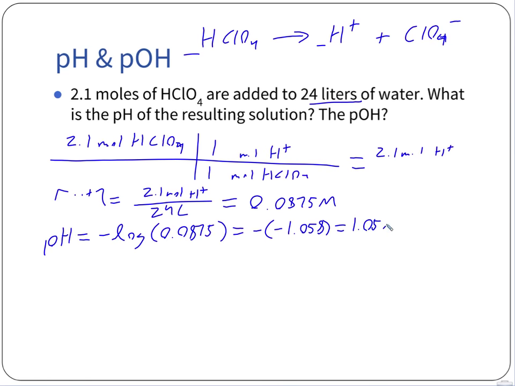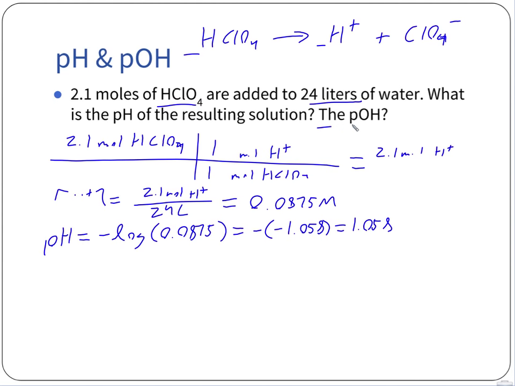So since we know that this value is less than 7, we know it's going to be acidic, which would make sense because we're adding an acid to it. And 1.058 is extremely acidic, so this is a very, very strong acid that we have here.